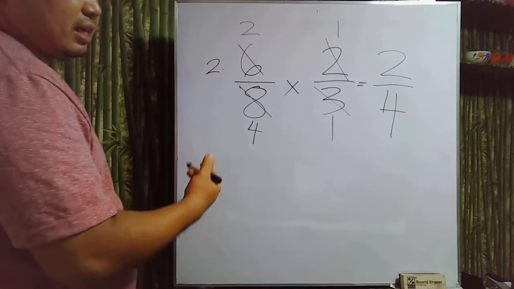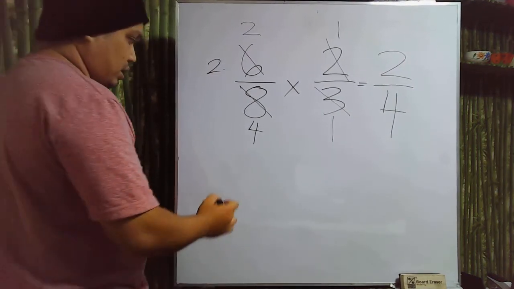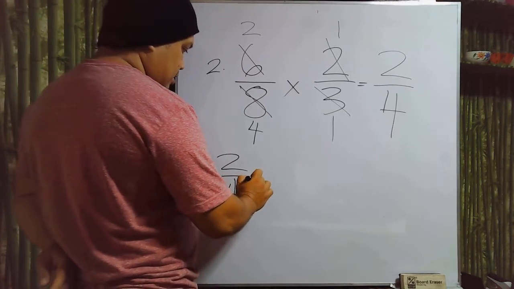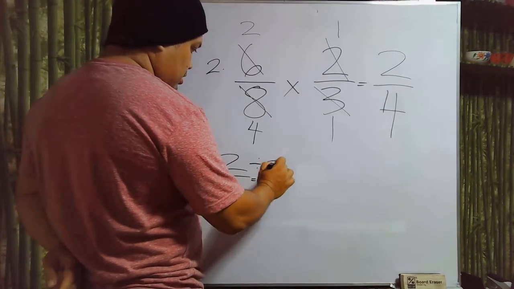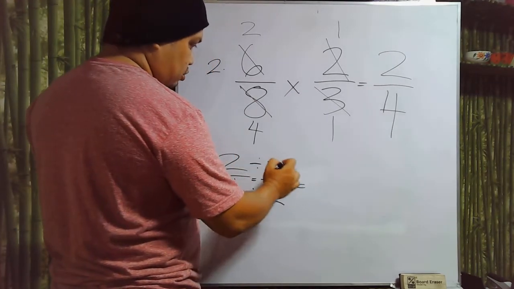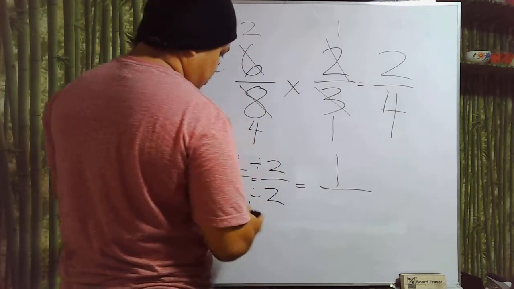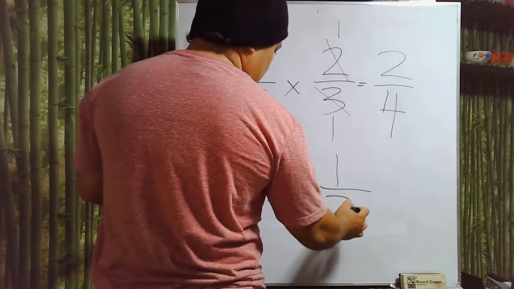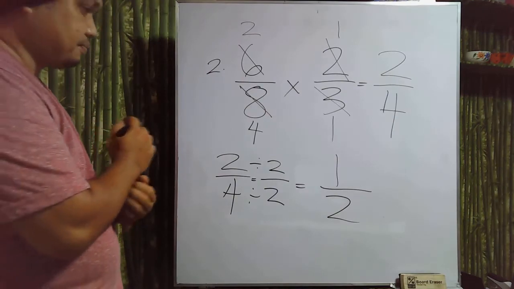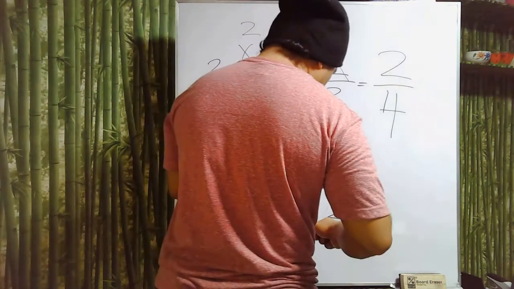So we still can simplify it, because 2/4 here can be divided by 2. Okay, simplify them. So 2 divided by 2 is 1. Now 4 divided by 2 is 2. So we have 1/2 for the final answer. Okay, now let's answer number 3.